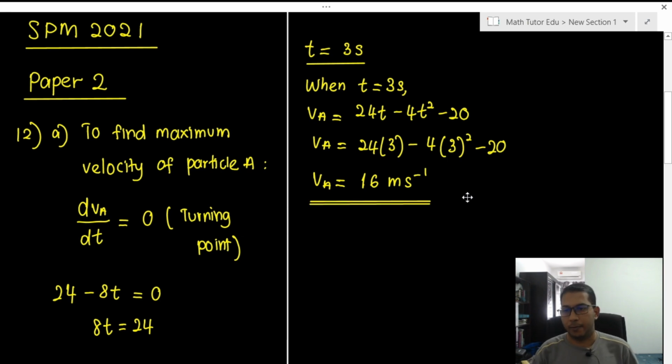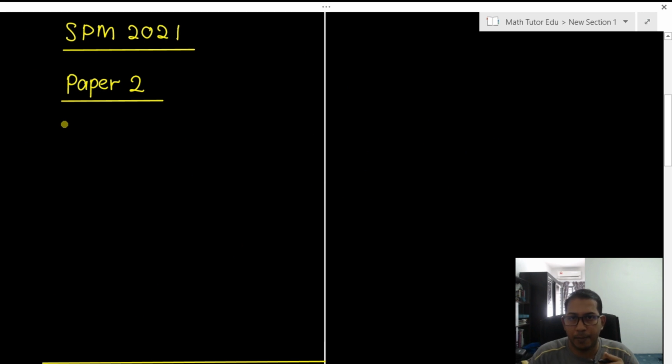Okay, so we have done our discussion for question 12 part A. Let us proceed with our discussion for question 12 part B now. Let us continue our discussion for part B by beginning with part 1, where we are required to calculate the time in seconds when particle A and particle B meet.